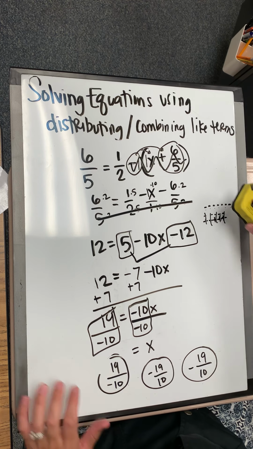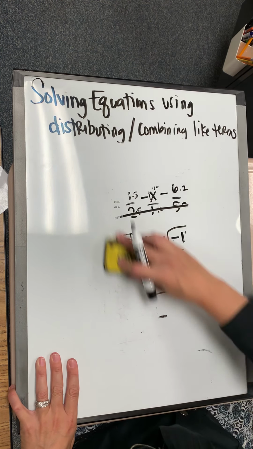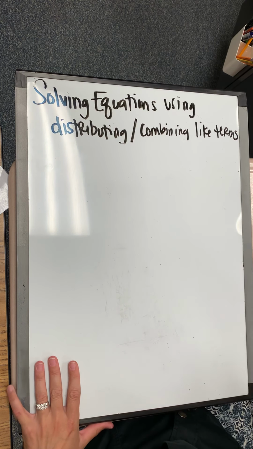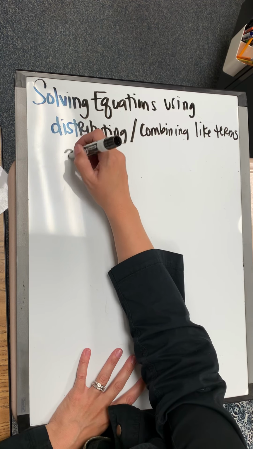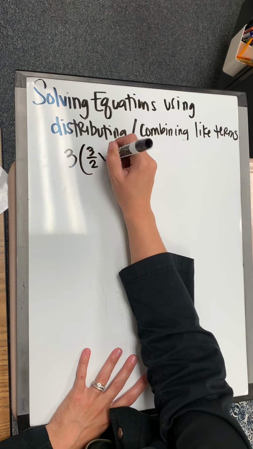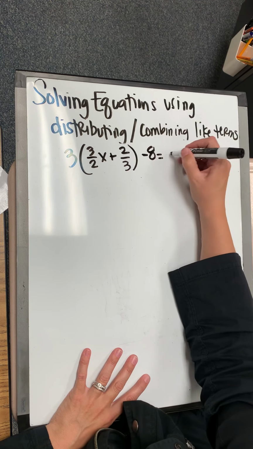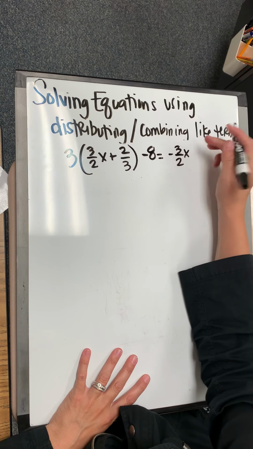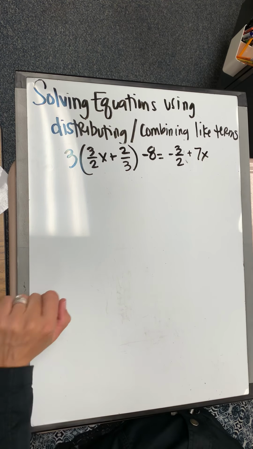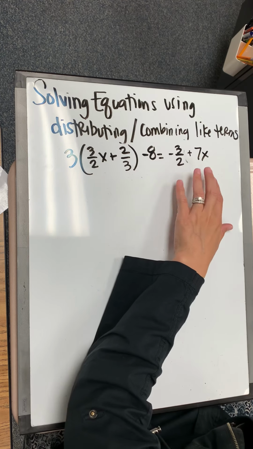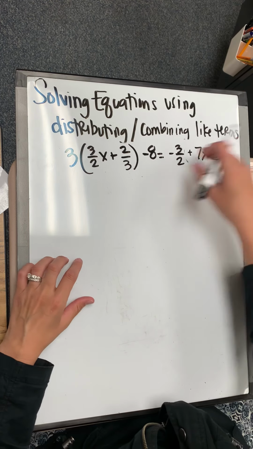Okay. Let's do one more. Let's do one with some numbers on both sides. So let's do 3 times (3/2 x plus 2/3) minus 8 is equal to -3/2 plus 7x. Okay, so now we have to work with fractions. We have to have variables on both sides. So this is going to be putting all of it together.